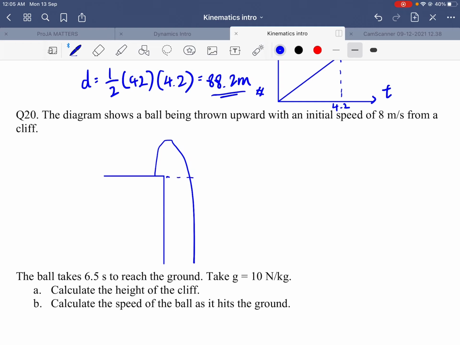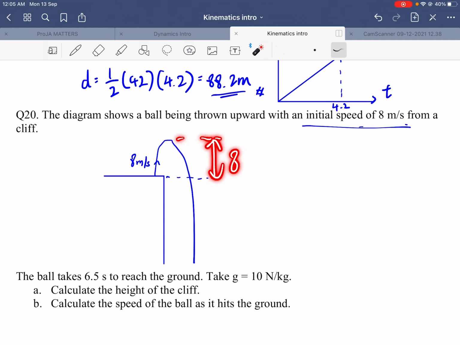Then what information do we have? We know that the initial speed is 8 meters per second. This is not to be confused with an initial height of 8 meters. A lot of people will do this because they saw 8 meters. It's just pure carelessness at that point, so try not to make that mistake. Calculate the height of the cliff. This is the first one.